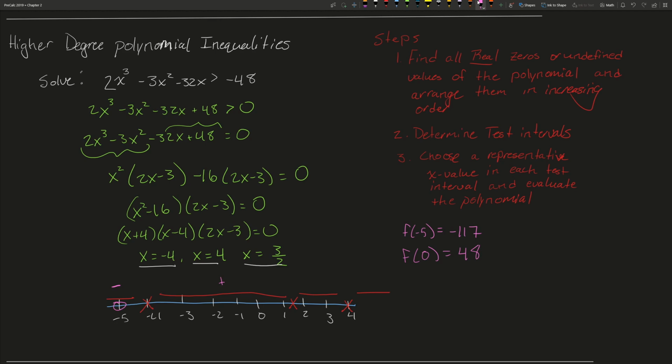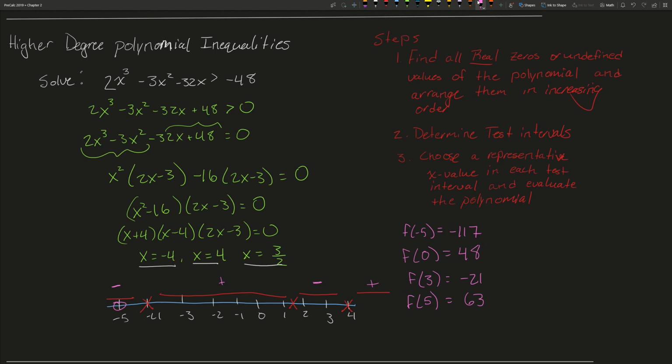Then we have to choose something between 3/2 and 4. So let's choose 3. When we plug in 3 into our equation, we get -21, which means that everything between 3/2 and 4 will always be negative. Then we have to choose something to the right of +4. So let's choose 5. When we plug in 5 to our equation, we get +63, which means that everything to the right of 4 will always be positive.